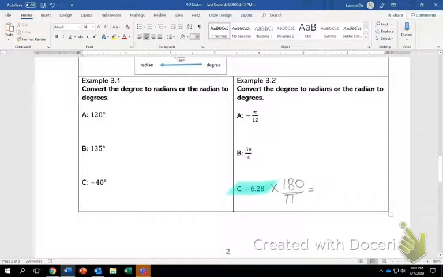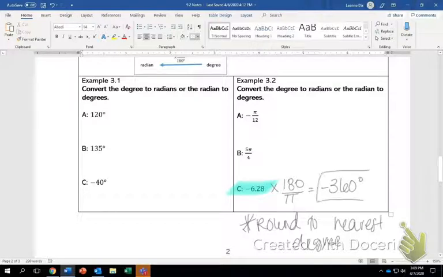You can round that to the nearest degree. So if you get a decimal, just round to the nearest degree. Okay, and so that would be a negative 360 degrees.